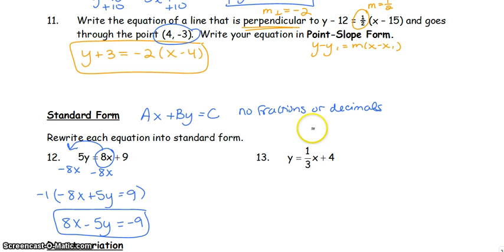We look at 13, again our x is out of place, so we move our x in front, so we've got -1/3 x plus y is equal to 4. Now there's two problems we have to fix. First, we have to change that first term from a negative to a positive, and we have to get rid of our fraction. To get rid of the fraction, you always multiply by the denominator.